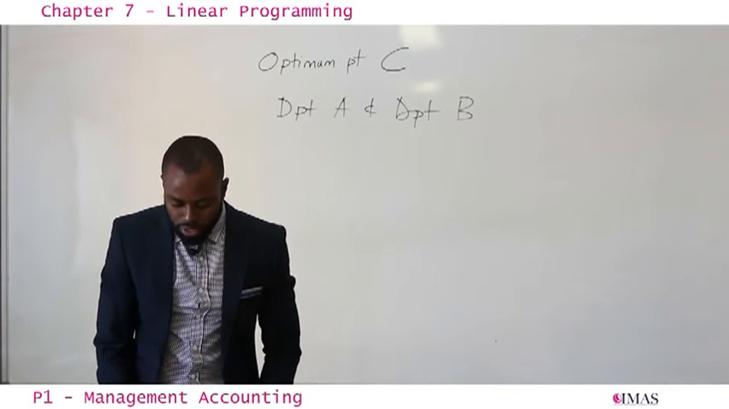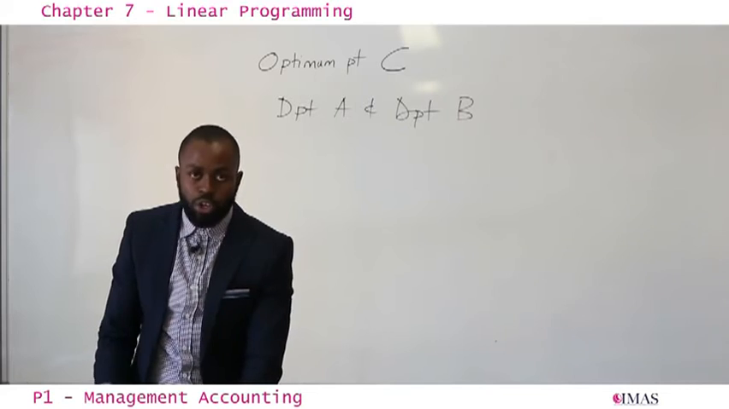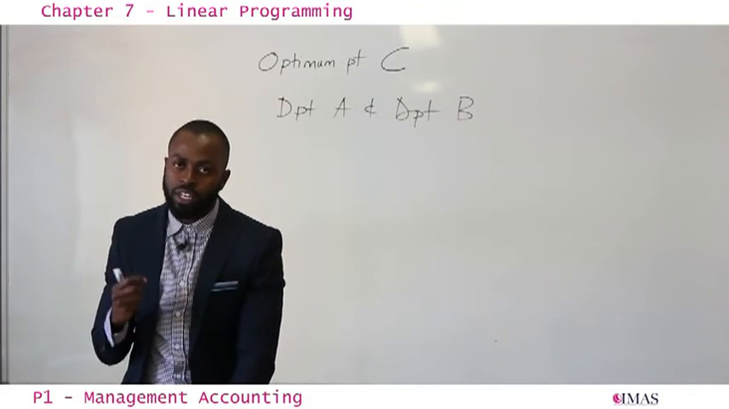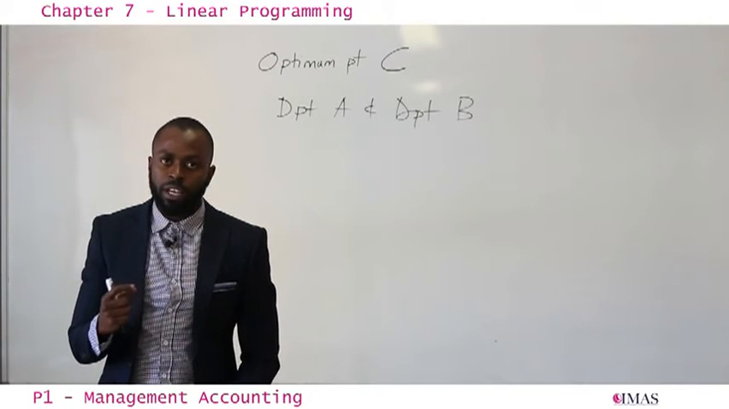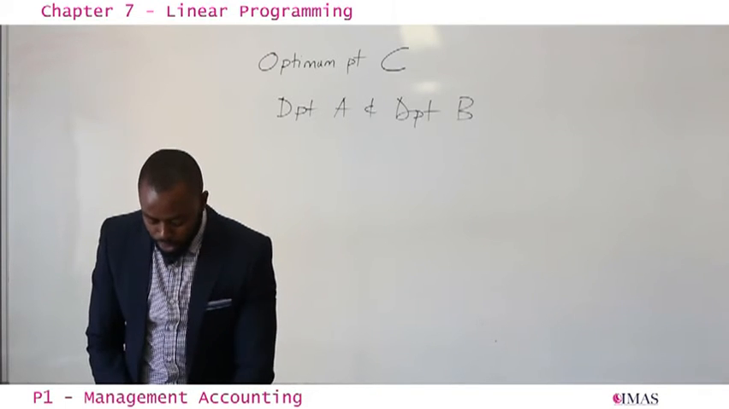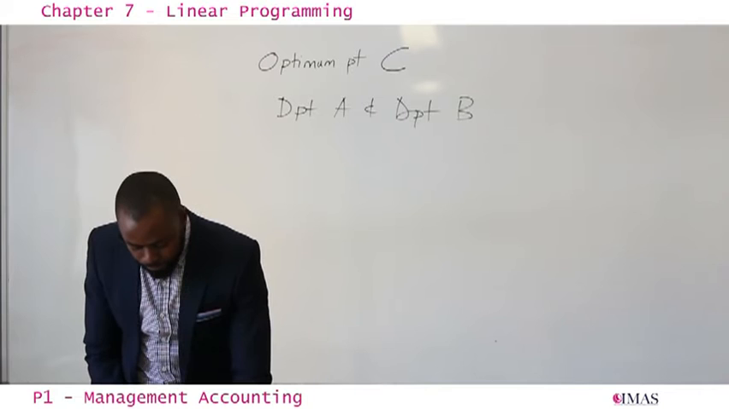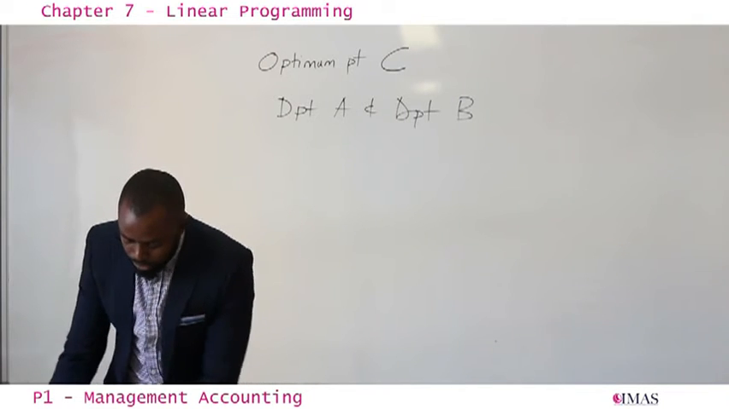You can just go back and check in your textbook. Notice that we chose point C to be our optimum point. We said it's the last point to be touched by the iso-contribution line. So that's the point that maximizes our contribution. Then that point is where department B and department A lines meet.